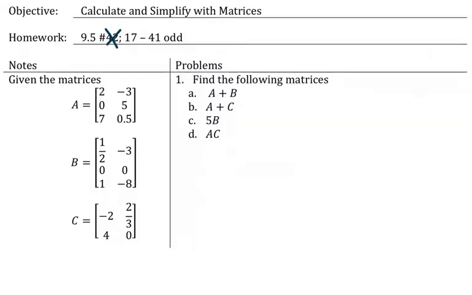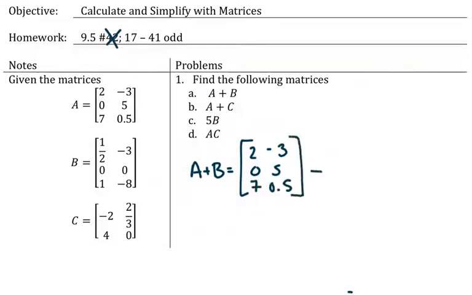So for part A, if I'm going to say A plus B, well, matrix A is 2, negative 3, 0, 5, 7, 0.5, plus B, which is 1/2, negative 3, 0, 0, 1, negative 8. You'll notice that they have the same dimensions, meaning that they both have 3 rows and 2 columns.